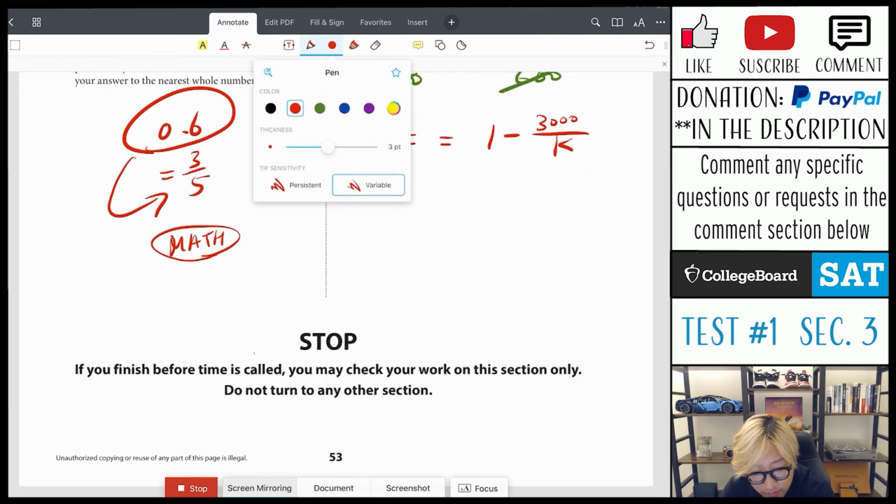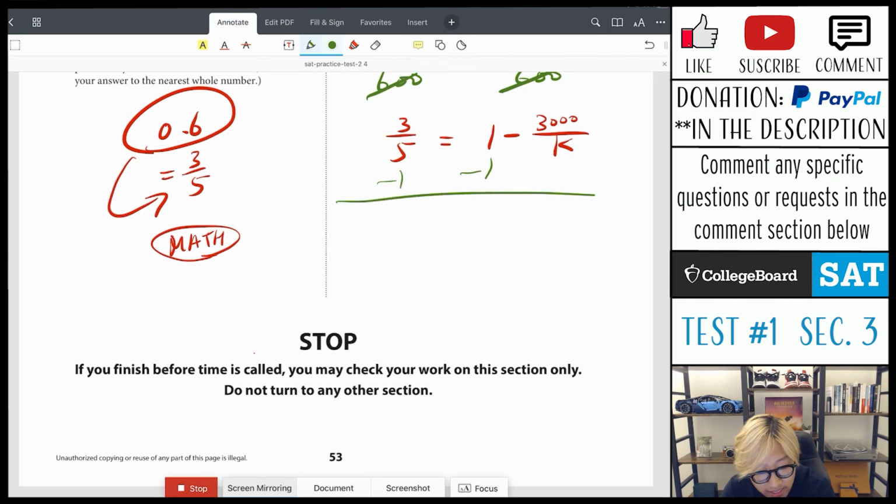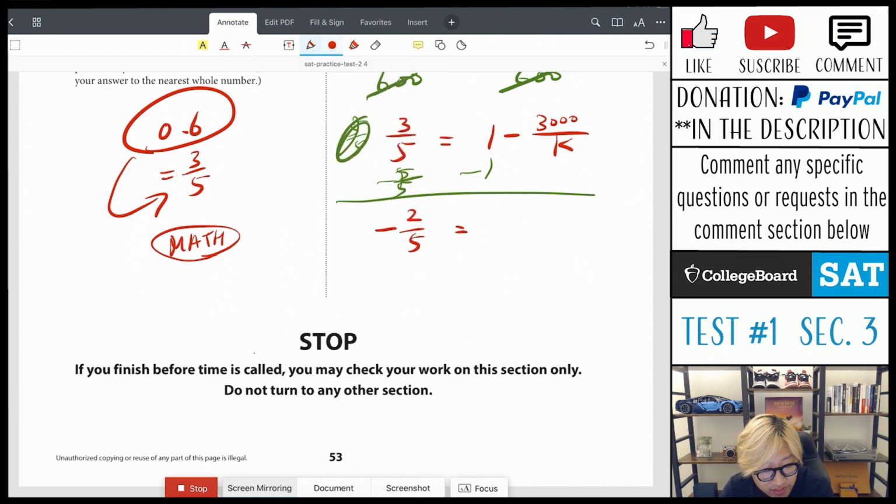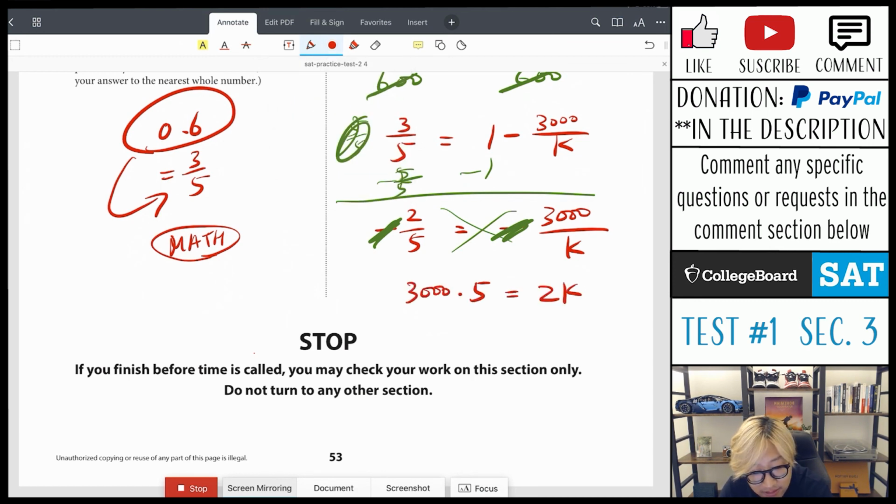So now go ahead and subtract 1 on both sides, and common denominator, call that 5 over 5. So that'll be negative 2 over 5 is equal to negative 3,000 over k. And then just cross multiply. So 3,000 times 5 is equal to 2k. Divide by 2 on both sides. You can just do it all in your calculator. And that's how you get k is equal to 7,500.